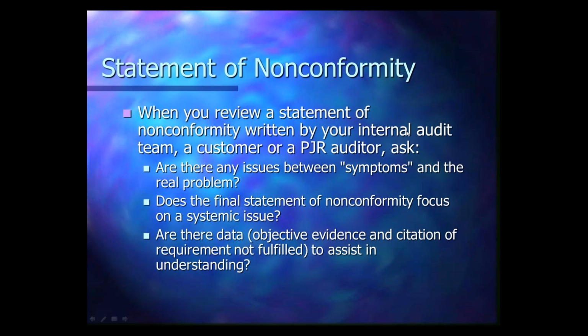Okay, so some concluding remarks and points to remember. When you review a statement of nonconformity written by your internal auditor, a customer doing an audit, and most importantly a PGR auditor, you want to ask: have we distinguished between the symptoms and the real problem? Does that final statement of nonconformity focus on the systemic issue? And does that objective evidence and citation of a requirement contain enough detail and is taken as far out as possible to assist in understanding?